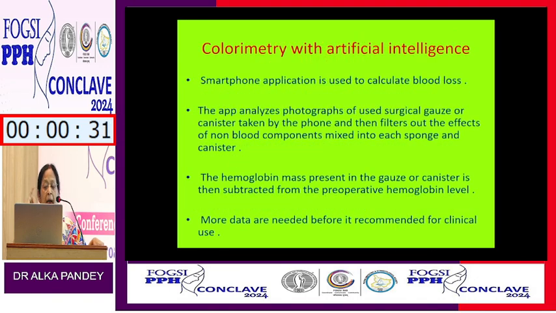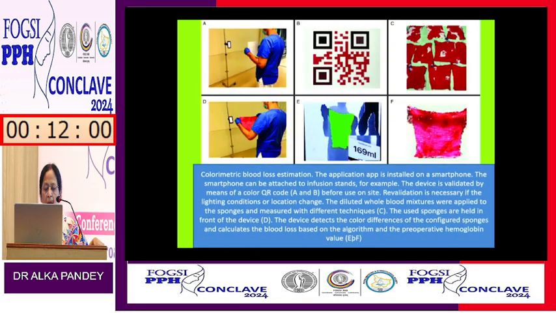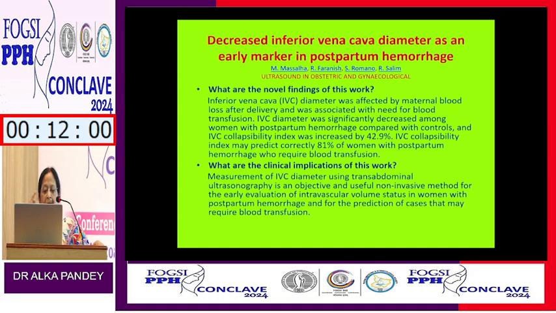Now, colorimetry with artificial intelligence. A smartphone application is used to calculate blood loss. The app analyzes photographs of used surgical gauze or canister taken by the phone and then filters out the effects of non-blood components mixed into each sponge and canister. The hemoglobin mass present in the gauze or canister is then subtracted from the pre-operative hemoglobin level, but more data are needed before it is recommended for clinical use. So this is the app. Decreased inferior vena cava diameter as an early marker in postpartum hemorrhage is also being studied.